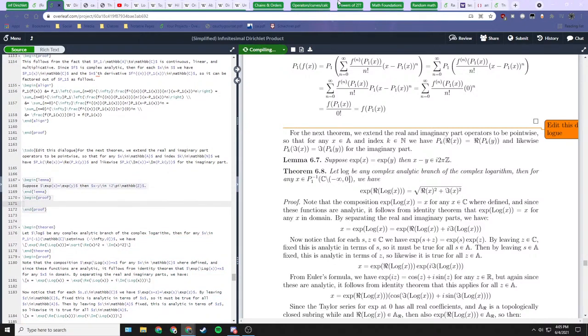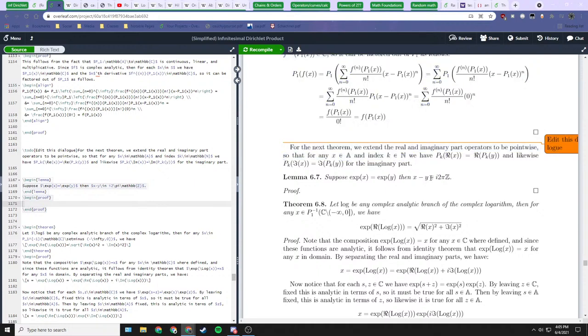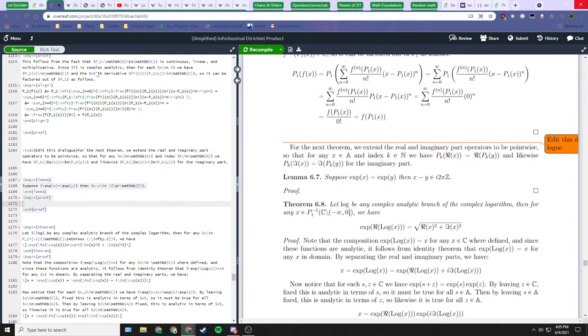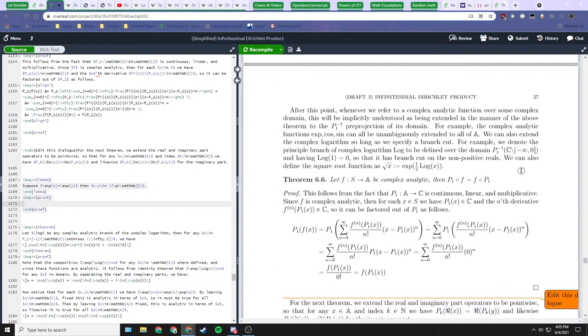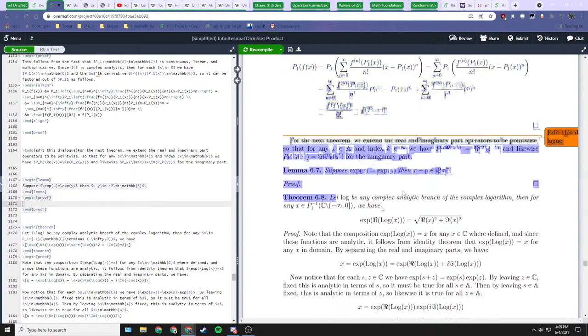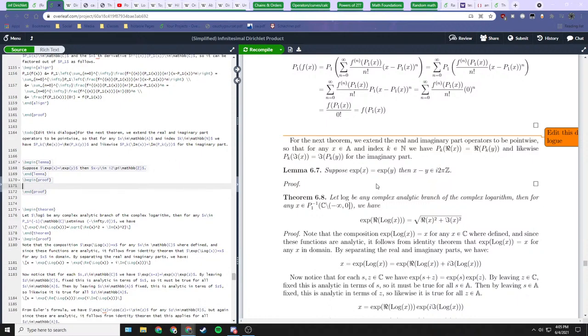Yeah, so this is sort of a natural theorem of complex analysis, that x minus y is an integer multiple of 2 pi i if two exponentials agree. We will use this to say, we're going to edit this theorem a little bit so that this logarithm is unambiguous, I guess. We could add another lemma, but I'll leave that there for now.